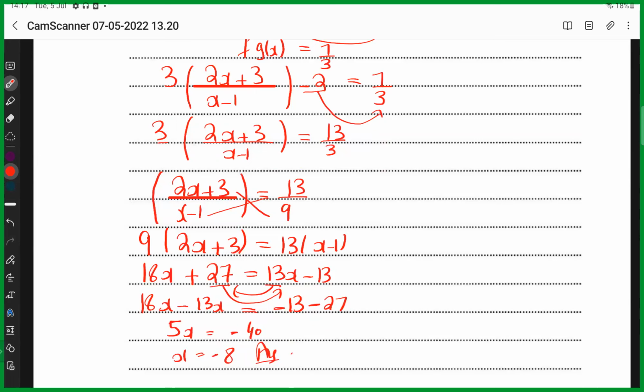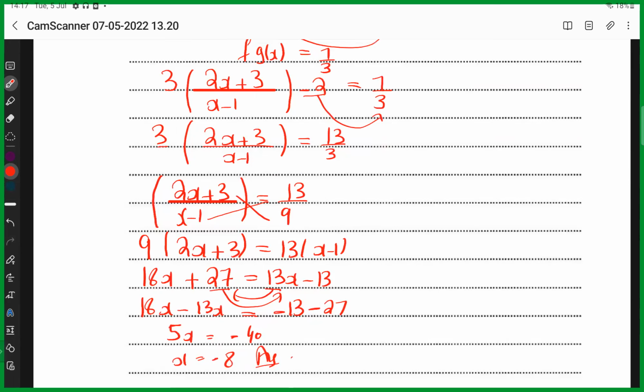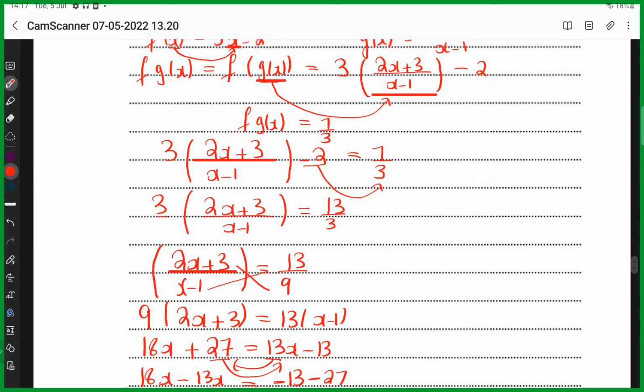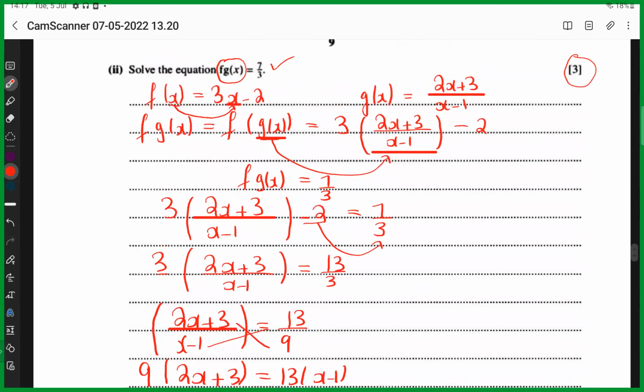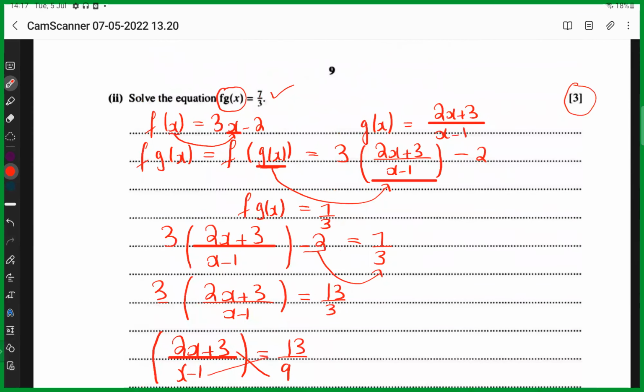Ma'am, can we repeat the first part, please? Definitely. Where it says fg of x is equal to 7 over 3. Then the next line there. Okay. Are you talking about this one? Yeah, the line below.